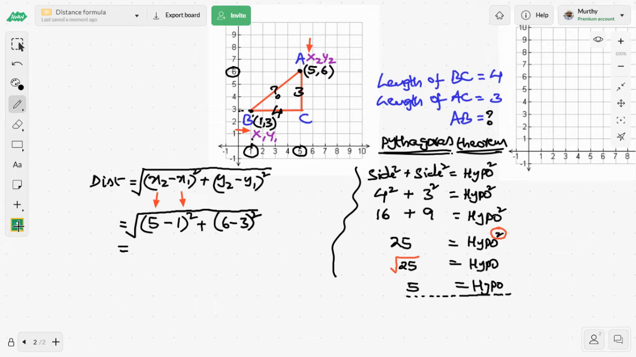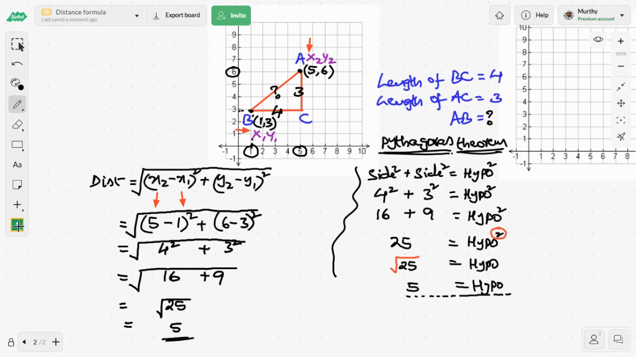So what is 5 minus 1? That is 4 square. 6 minus 3, 3 square. And please carry on with the square root symbol. 4 square gives me 16. 3 square gives me 9. Then let me go for addition. Do not compute square root 16 and square root 9 separately. You have to add them first. That gives you 25, and square root of 25 equals 5.